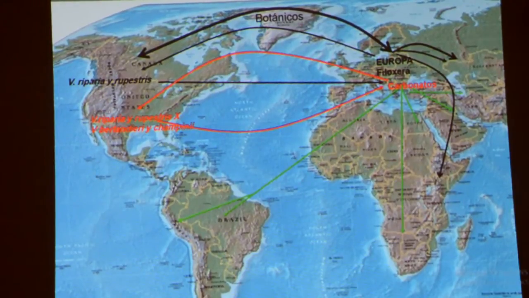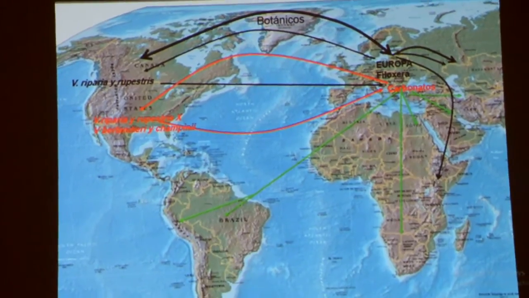But we didn't get any rootstock in Chile because we didn't have any phylloxera.